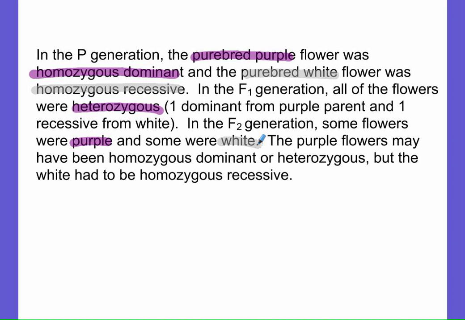The purple flowers could have been homozygous dominant, or they could have been heterozygous. We're not really sure. You can't tell. All you know is that they're purple, so you know their phenotype, but you don't necessarily know their genotype. It could have two dominant alleles. It might have a dominant and a recessive. But all of the white flowers for sure had to have been homozygous recessive. So you can see white is the phenotype, but you also know the genotype. It would have had to have two recessive alleles. All right, so hopefully that covers it.